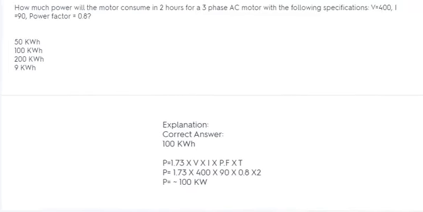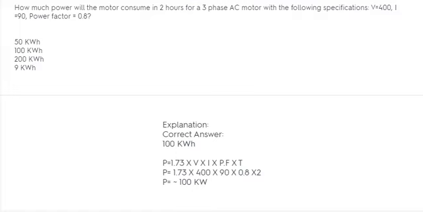How much power will the motor consume in 2 hours for a 3-phase AC motor with the following specifications? V equals 400, I equals 90, power factor equals 0.8. 50 kWh, 100 kWh, 200 kWh, 9 kWh.